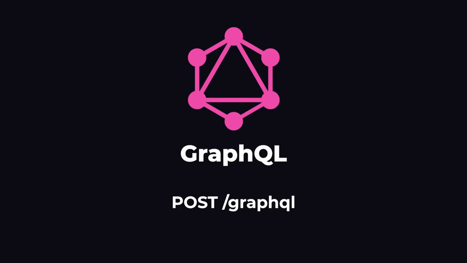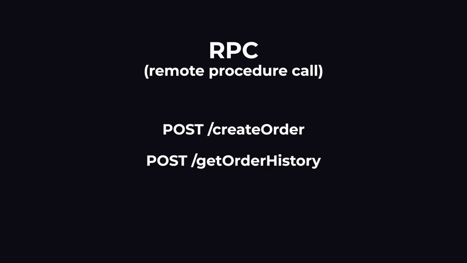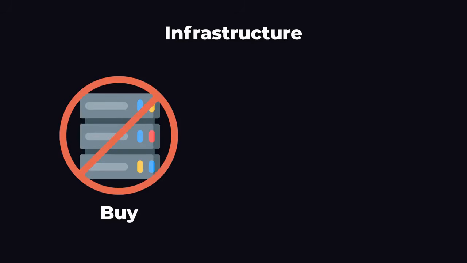It's the most common convention that we use for APIs, but there are several other conventions. One of them is called GraphQL, which uses post slash GraphQL for all the requests. Another one is RPC, remote procedure call, so it's like post slash create order or post slash get order history. So that's what a request is, what an API is, and what REST means.